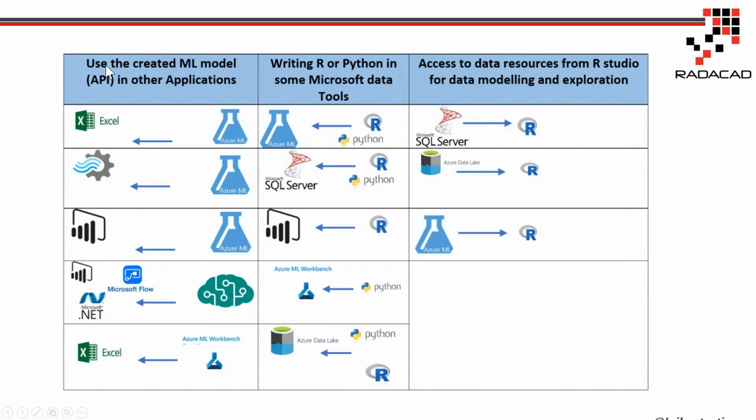As you see here, we're able to use a model created with R, or with another language, in other applications. For example, we can create a model using Azure ML and use it in Excel, or in Stream Analytics and others. We are also able to write R or Python in some Microsoft data tools like Azure ML, SQL Server, Power BI, Azure ML Workbench, Data Lake, and many others. And also, we're able to access some of the Microsoft data platform tools from R, such as SQL Server, Data Lake, and others.